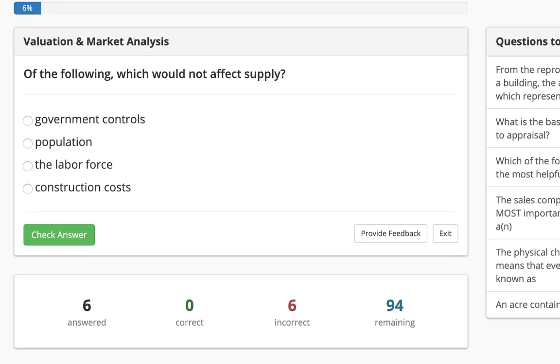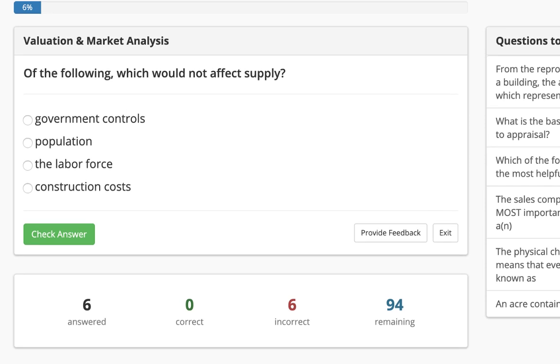All right, next question. Of the following, which would not affect supply? So we're talking demand and supply here, basic economic principles, right? A, government controls. B, population. C, the labor force. Or D, construction costs. What do you think here? Of the following, which does not affect supply?